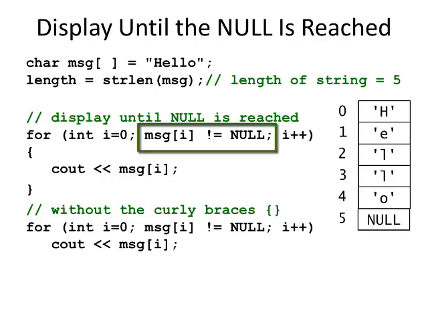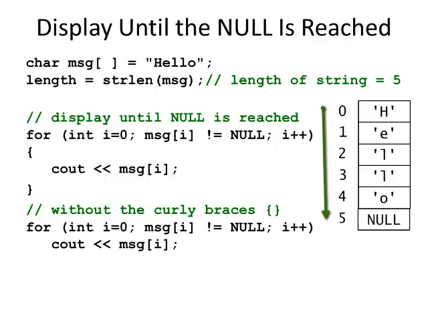I could say display until the null byte is reached. For int i equals 0, message sub i is not equal to null, i plus plus, and then cout message sub i. i is going to be incremented 0, 1, 2, 3, 4, 5, and when I end up with i equals 5, then message sub i is going to be a null byte, then I'll fall out of the loop.